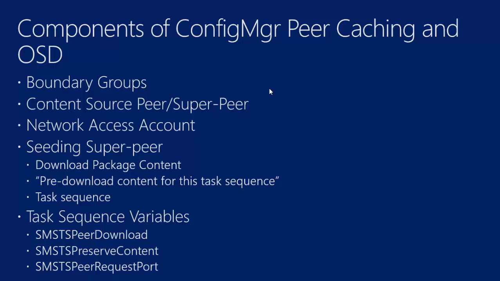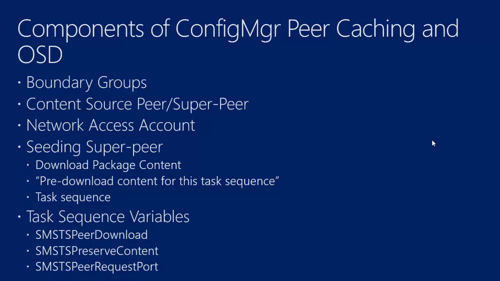So what are the components of ConfigMgr peer caching? Just want to do a high-level overview. We talked about the first three already: boundary groups, content source peers, super peers, network access account. But specifically, there are a few concepts and terms that you will see in the documentation, and sometimes they might be confusing. They'll be used in conjunction when talking about various ways that you can leverage OSD. So I want to go over those here. Right? We'll start with the idea of seeding a super peer.